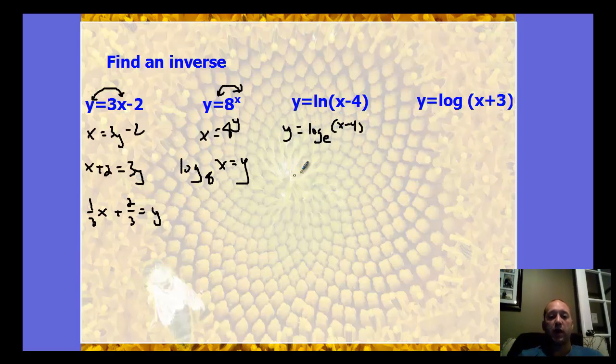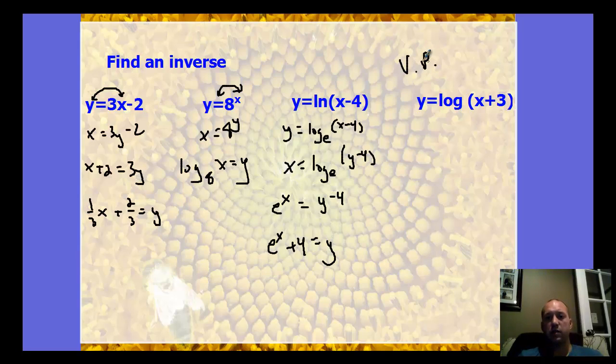So I can still switch my x and y, put it into exponent form. So this is going to be e to the x power equals y minus 4, and then add the 4. This will be the inverse function. This will be your other video problem, 2 video problems. Go through the same steps we just did with this problem, which is the common log base 10.